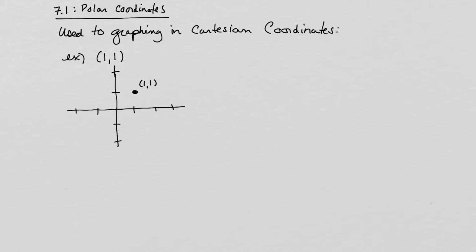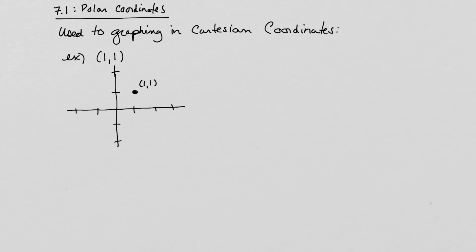So if we're doing section 7.1, polar coordinates, we're used to graphing in Cartesian coordinates. If I graph the point (1, 1), I go out 1 on the x and then up 1 on the y. What we're going to do today is look at another way to refer to that point.